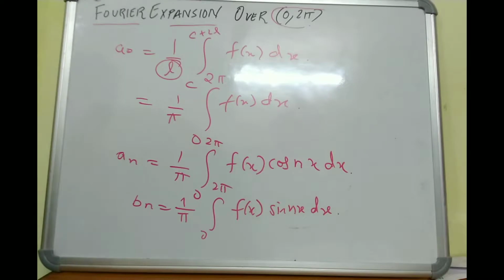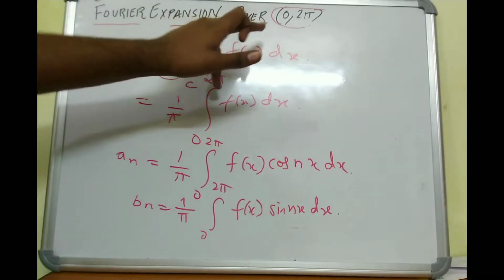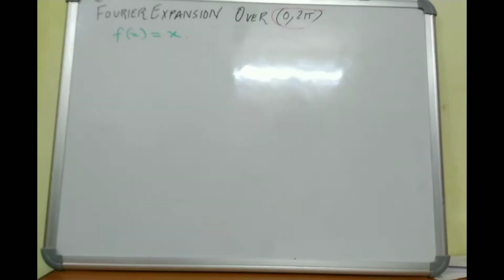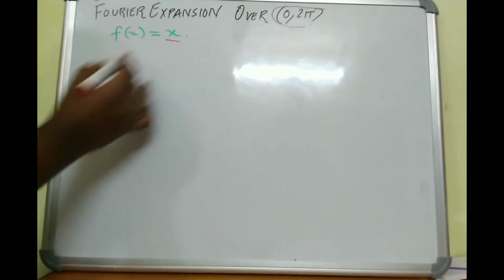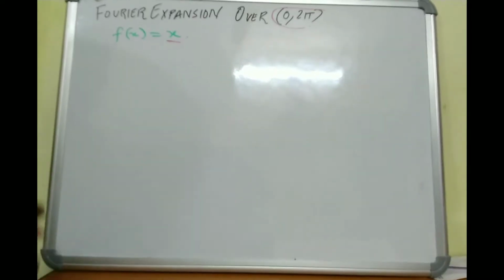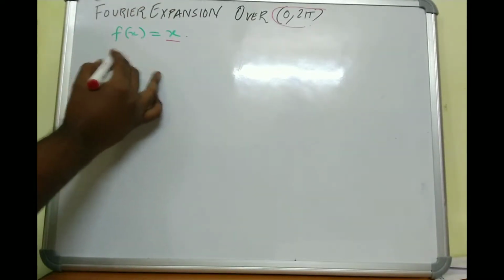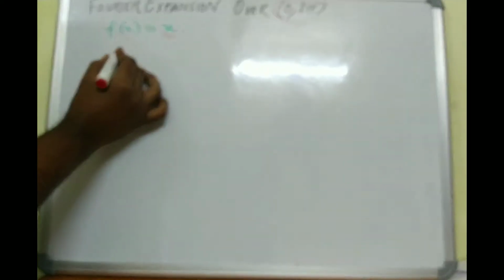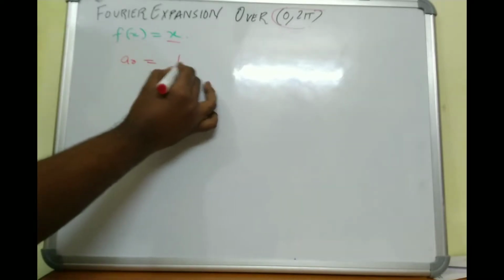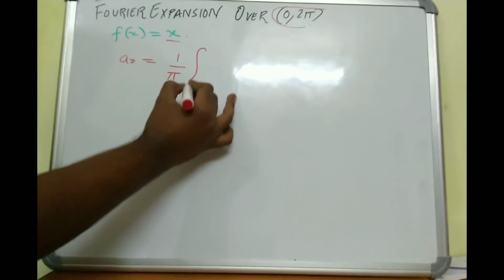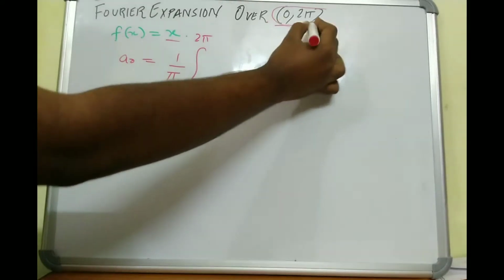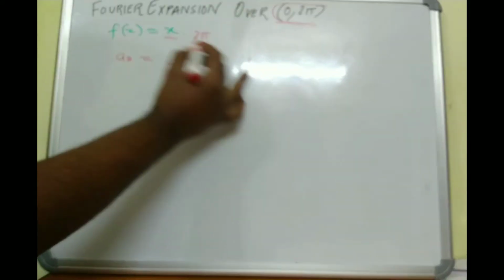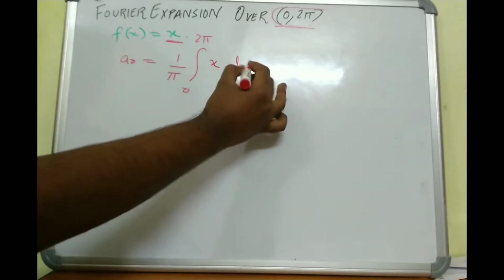Now we'll be solving some questions based on the expansion over the interval 0 to 2 pi. Taking the first question, f of x is equal to x. It is a simple problem I have taken. We know the general form, f of x equal to summation of this thing. We'll start with a naught. a naught is 1 by pi integral of 0 to 2 pi, for the interval 0 to 2 pi, f of x, which is x dx.